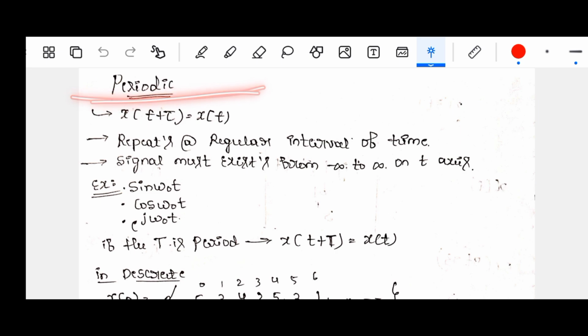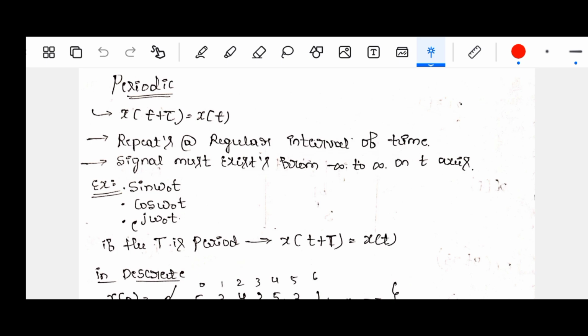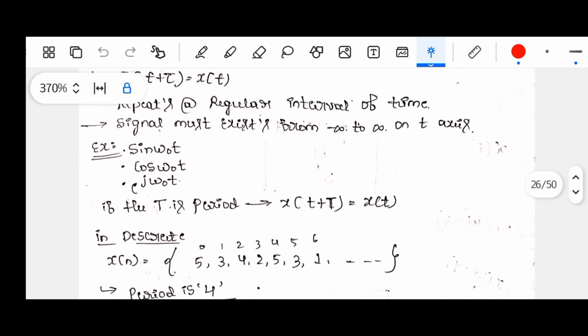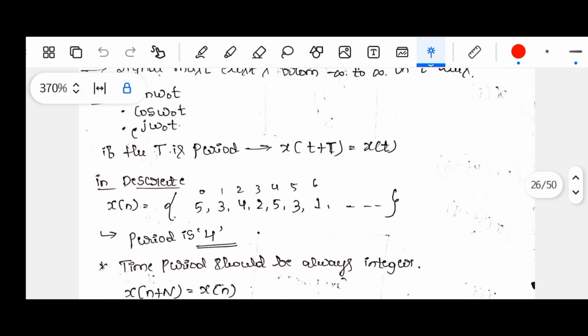Periodic: x of t plus T is equal to x of t. It repeats at regular intervals of time. The signal must exist from -infinity to +infinity on the t axis. Examples are sin omega naught t, cos omega naught t, and e to the power of j omega naught t. If x of t is periodic, then x of t plus T is equal to x of t.